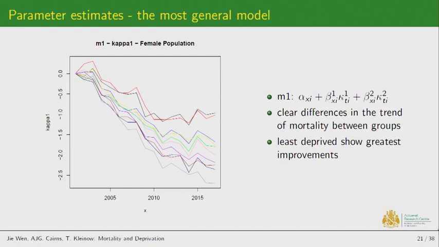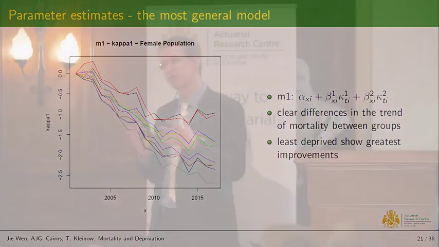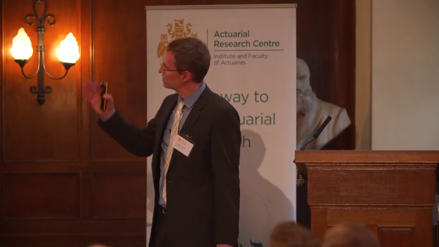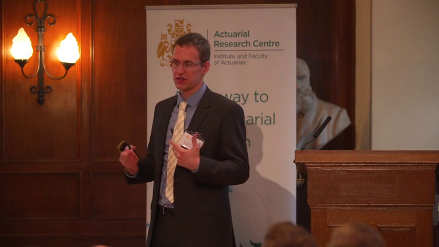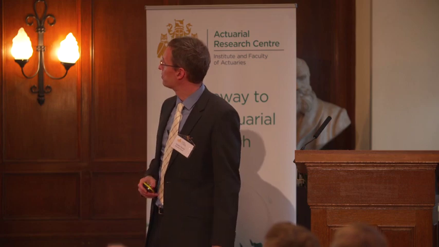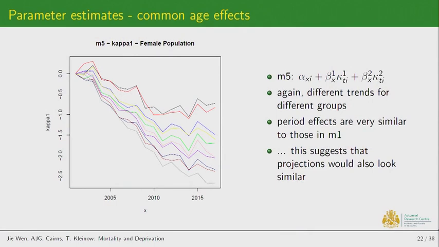Okay, that's very clearly to be seen here, and this is not something which is specific to a certain age, as we have seen right at the start of this talk, where we only looked at age 65. This is now kappa 1. So these improvements, or these indices, those period effects, they are now rescaled with beta x, or then later on with common beta. If we look here at model M5, with the common beta. Okay, but they are also still starting at zero. And we see these clear differences in improvements. We also clearly see that for the most deprived, there wasn't much of an improvement over the last 7 years or so.